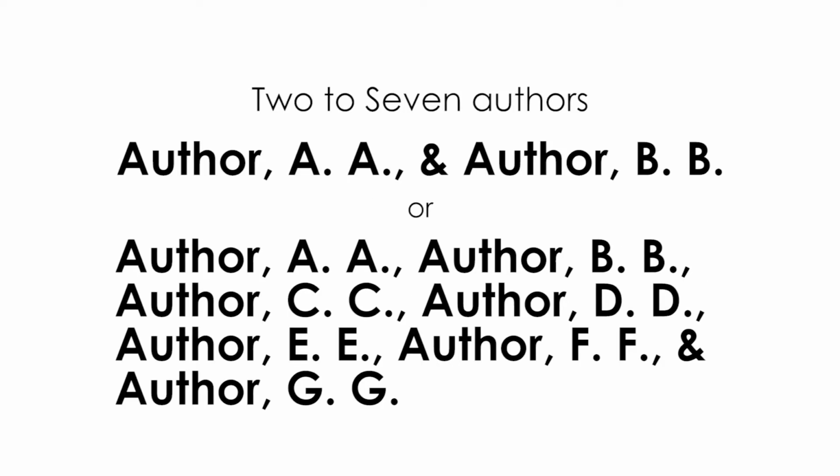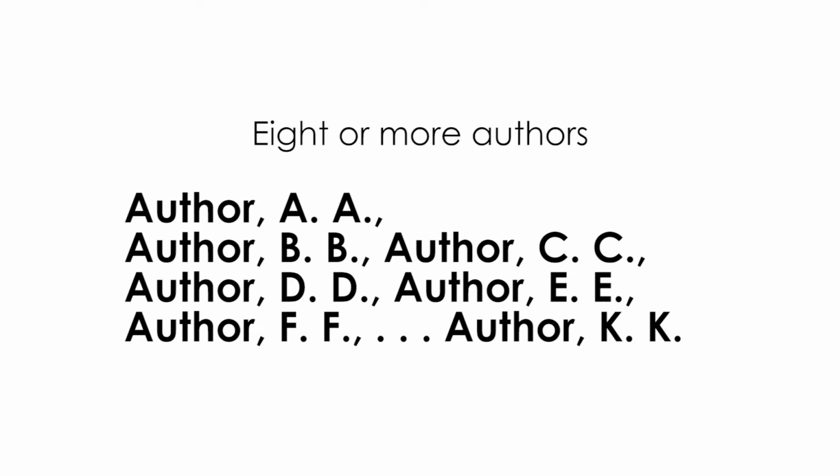If there are 2 to 7 authors, spell out each of the authors' names within the reference page citation. List them in the order they are used in the document. Do not reorder them. Also, use an ampersand before the last name. If there are 8 or more authors, list the first 6 authors ending with a comma. After that comma, insert an ellipsis followed by the final author's name, excluding the ampersand.